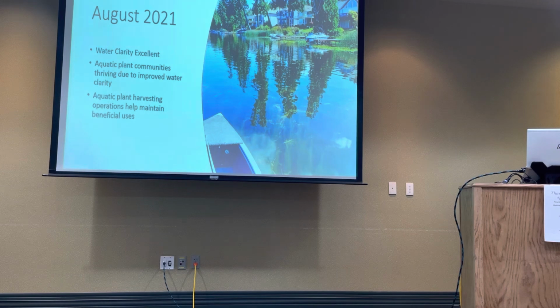So as a result, in August 2021, they had excellent water clarity. And actually, the water clarity made all the aquatic plant life thrive in the lake. So yeah, they now have noxious weeds that they're trying to deal with, and they're probably going to be doing some aquatic plant harvesting and other treatments to help maintain their beneficial uses. Now they have just an explosion of aquatic life because they now have enough light for photosynthesis, as compared to when there was no light due to the harmful algae blooms.